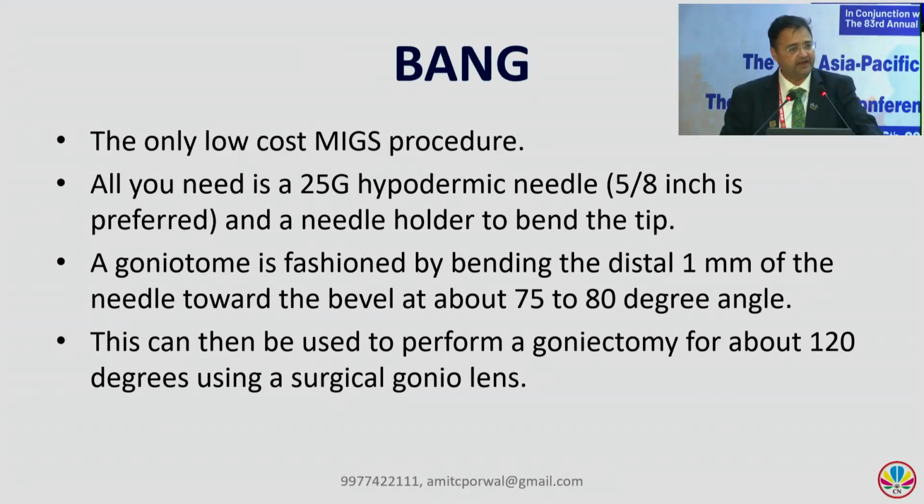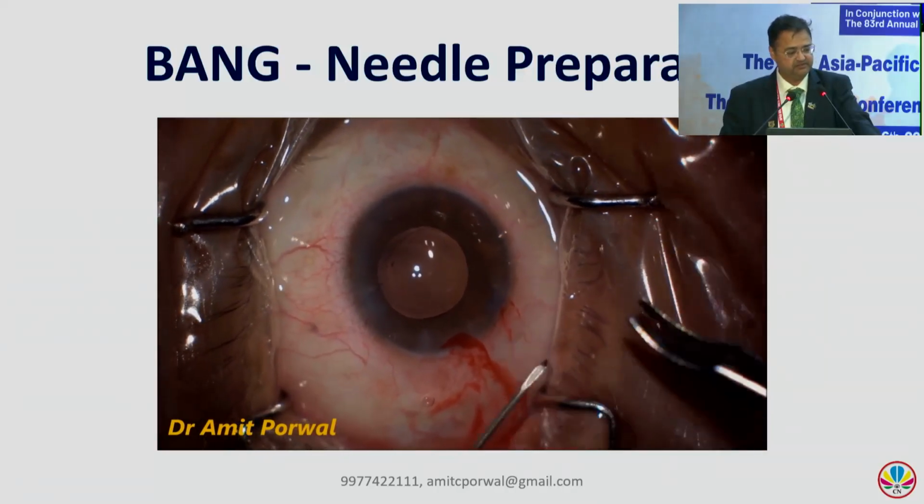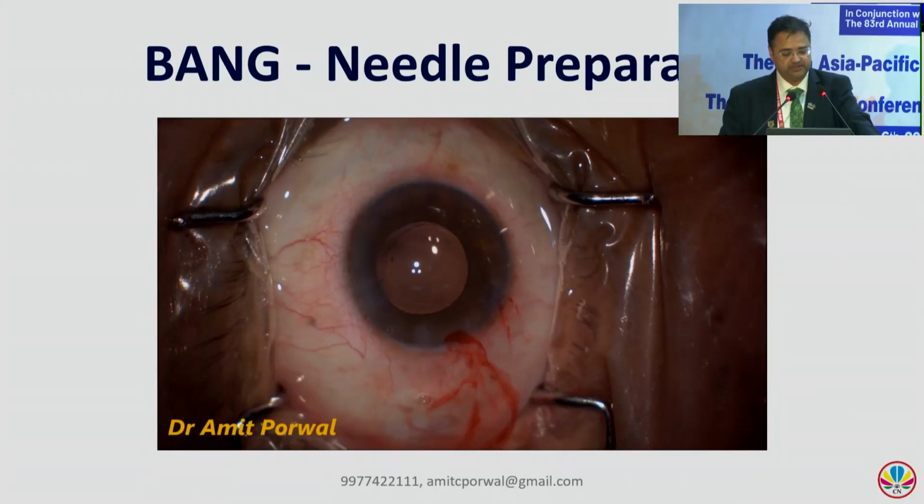So coming to bang, why bang? Especially in our country, this is the cheapest MIGS procedure available. All you need is a 1 rupee 25 gauge hypodermic needle, 5/8 inch preferred, and a needle holder to bend the tip. A goniotome is fashioned by bending the distal 1 millimeter of the needle towards the bevel by about 75 to 80 degrees, and this can be used to perform the goniotomy for 120 degrees using a gonio prism. So this is how you are going to prepare the needle. Just bend the distal 1 millimeter by 75 to 80 degrees and make sure there are no other kinks.